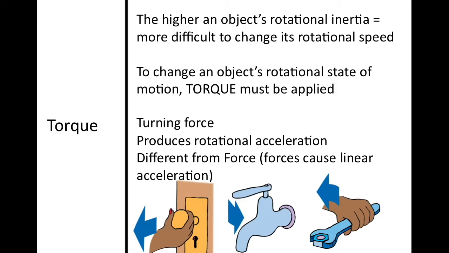Torque is pretty much a force that turns objects. It's a turning force. It produces rotational acceleration. It's different from a force because a force causes linear acceleration, and torque is specifically to cause rotation, so circular motion. Here are some examples. So you see using a doorknob or using the top part of the faucet and turning it, and then also putting leverage on a wrench, so pulling the wrench from side to side, which would create torque.